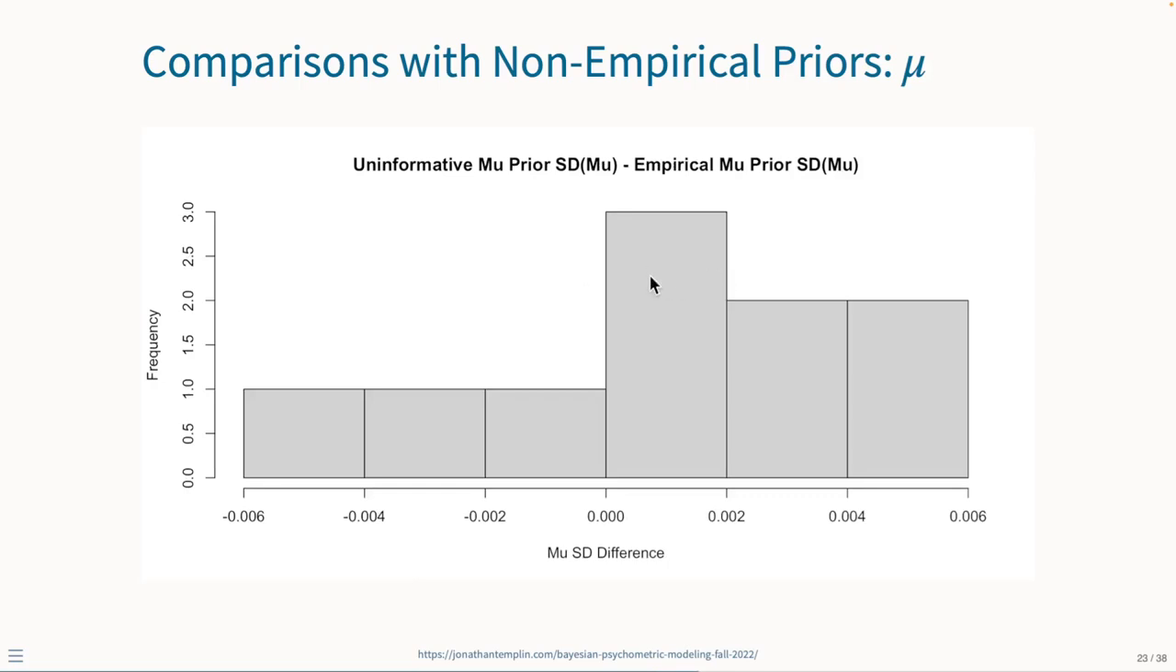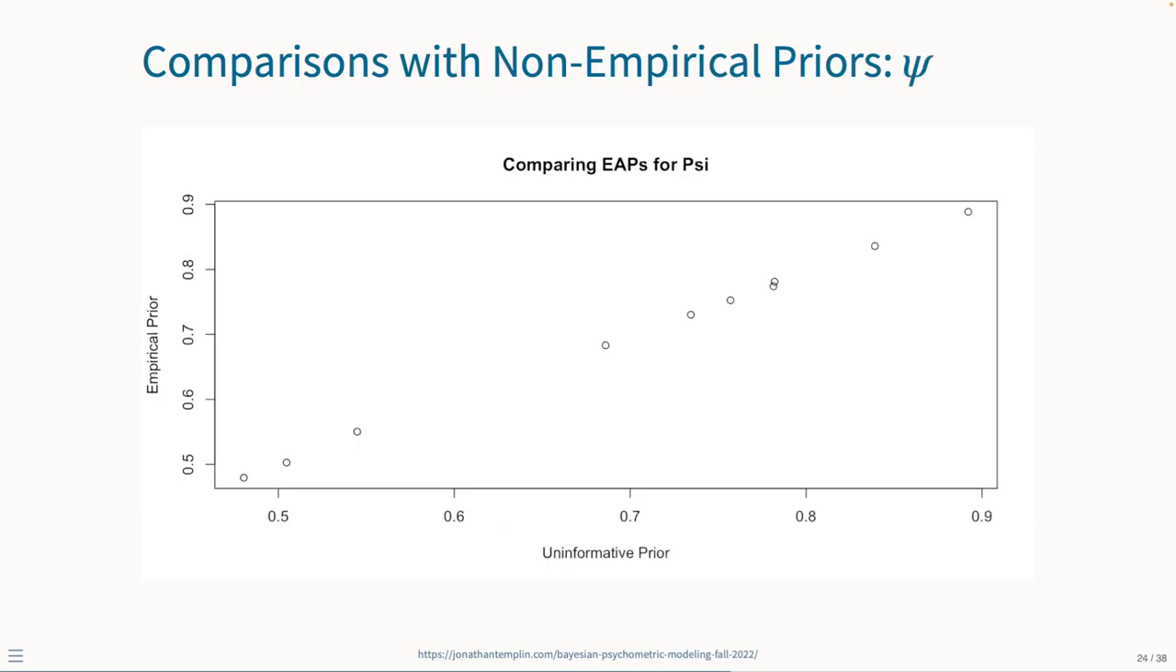Here's the standard deviations. Again, three of them are below zero. But look at the value of these numbers. There's not a big difference in the standard deviations here for mu. So it's having an impact, but not a whole big one.